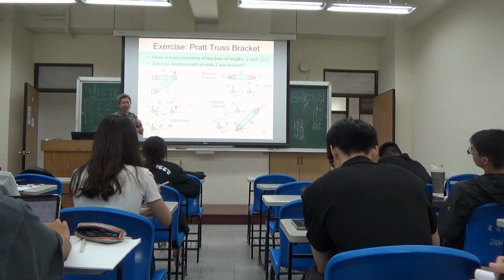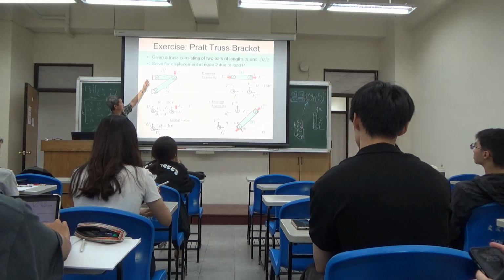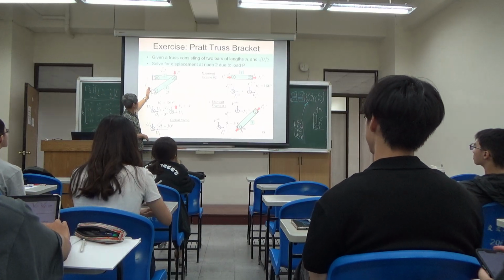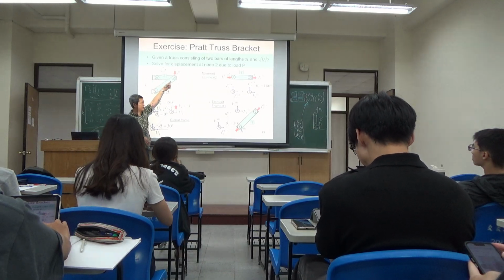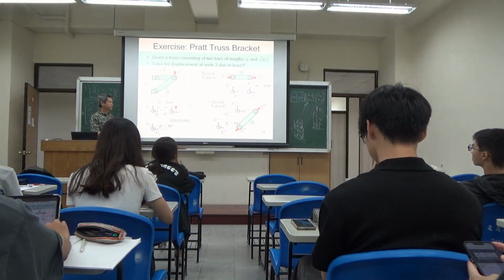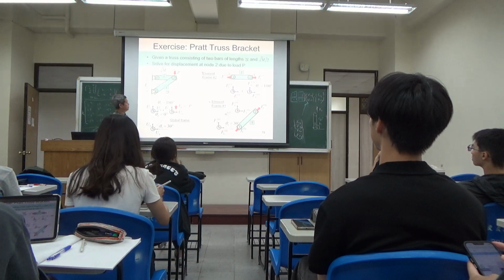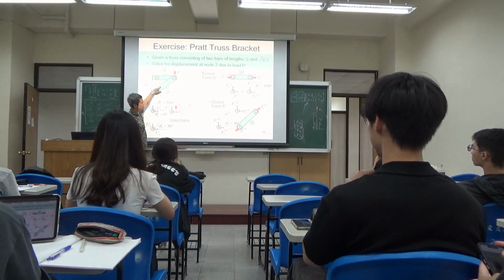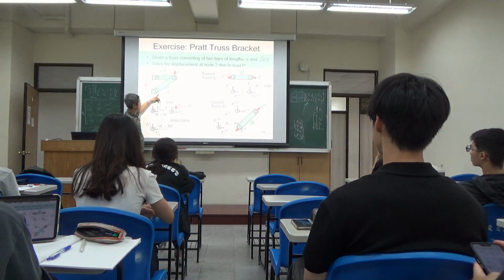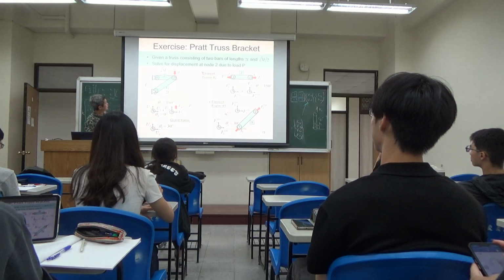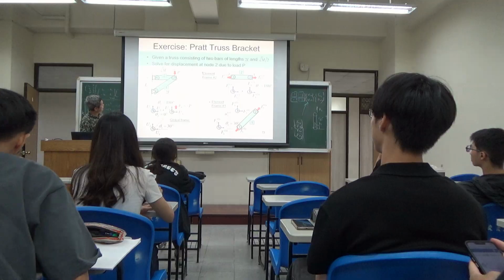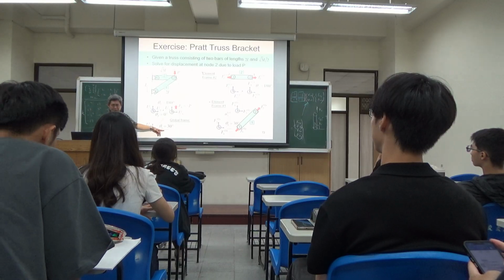So how does the truss bracket look like? The truss bracket basically consists of a vertical wall, horizontal bars, and an inclined bar. In this case, the inclination of the inclined bar will be, let's see, how much is the angle? Yeah, it will be 30 degrees.